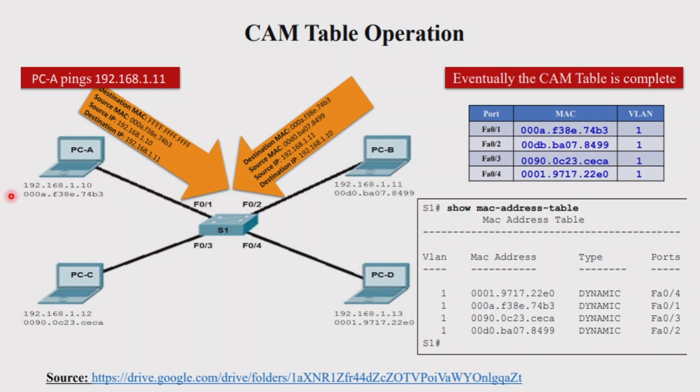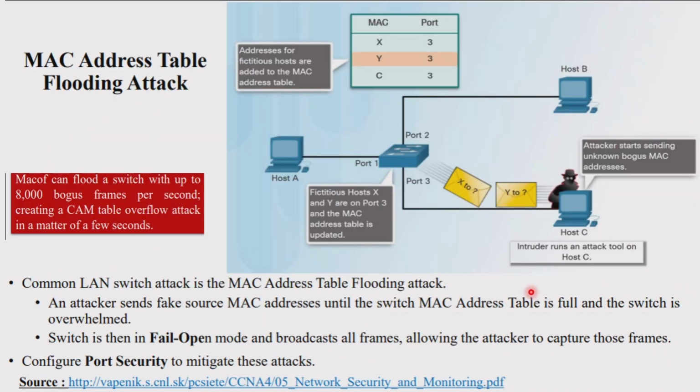For interface FA0/1, you can see the MAC address of PCA. For the FA0/2 interface, you can see the MAC address of that device, and so on. In Cisco Packet Tracer, if you want to find this out, use the command show mac address-table, so that you can see which interface is related to which MAC address. Now, what is the problem?